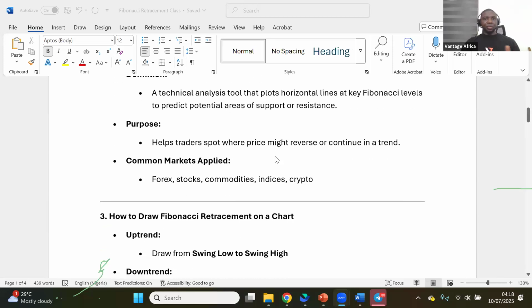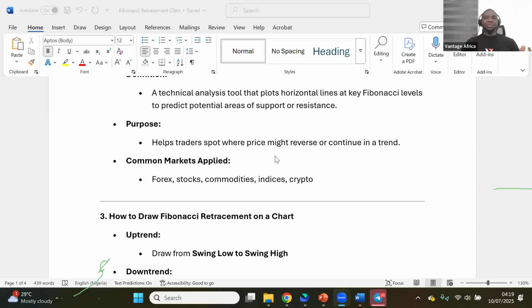Right. So what does this do? It helps traders spot where price might reverse on the chart or continue a trend. Now, this is what you're looking for all the time, right? Where is price likely to continue a trend? Because what the market does is an impulse, correction, impulse, correction. Now, when price makes an impulse, there is no opportunity there. The price has to now make a pullback or a reversal.